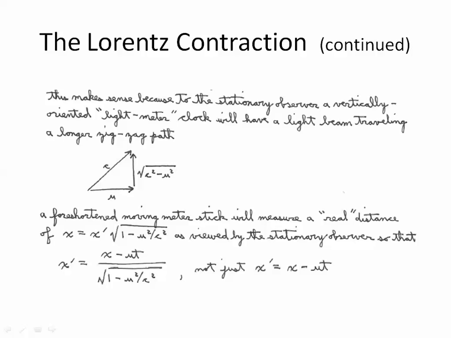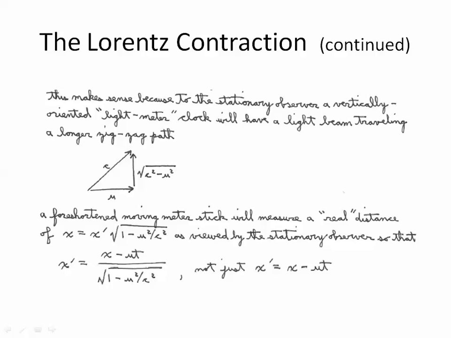With this slide, let's talk some more about the idea of clocks slowing down. To the stationary observer, a vertically oriented light meter clock will have a light beam traveling a longer zigzag path, like the one in the diagram of the apparatus for the Michelson-Morley experiment, than the path seen by the moving observer. A diagram of such a light meter clock will be shown on the next slide.